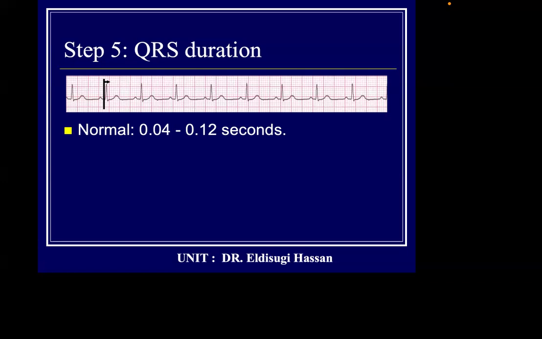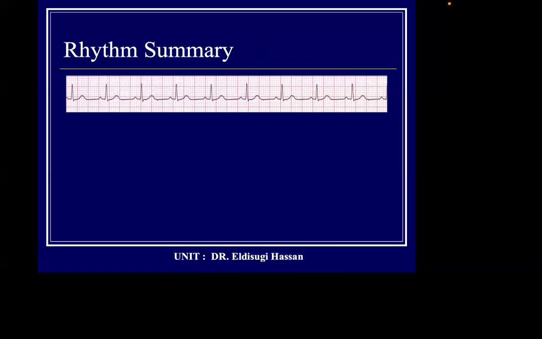This is the normal QRS complex. If the QRS complex is widened, that is to say more than 0.12 seconds or more than 3 small boxes, this QRS complex is wide, and we say here we have a wide QRS complex. So in this ECG, the duration of the QRS complex is 0.08 seconds, and this is a normal QRS complex.